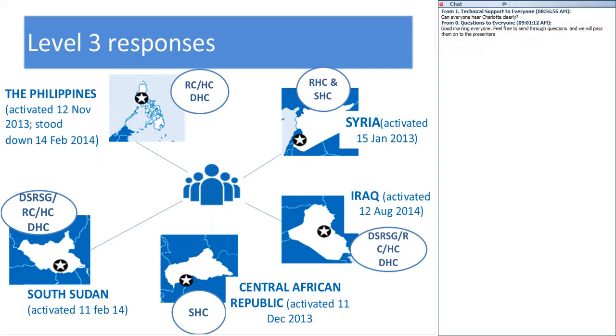In South Sudan, it's a bit of a different model. We had a DSRSG, RCHC, a triple hat on the ground, and that's been supplemented by a deputy humanitarian coordinator. In Central African Republic, we have a senior humanitarian coordinator dedicated, working side by side with a resident coordinator and people from the mission. And in Iraq, the model is somewhat similar to that in South Sudan. I'll just move to the next slide.